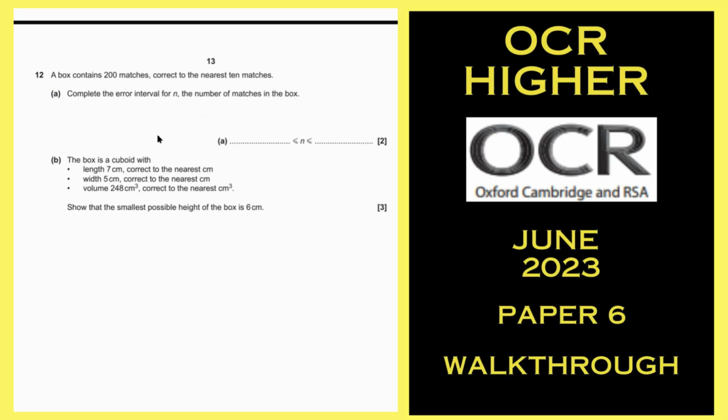Number 12, part A, errors and bounds. I'm afraid this one is designed to catch you out a little bit, because most people will be used to, if something's rounded off to the nearest 10, you simply add on half of that. So you add on half and you take away half. We go down to 195 and up to 205. I'm afraid not. The 195, that's correct.